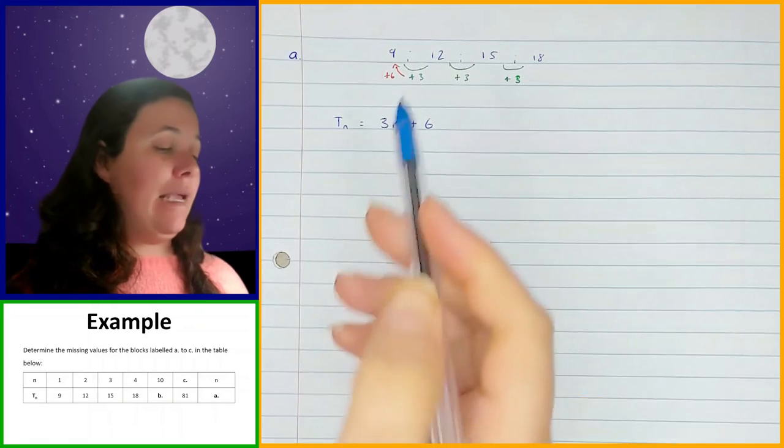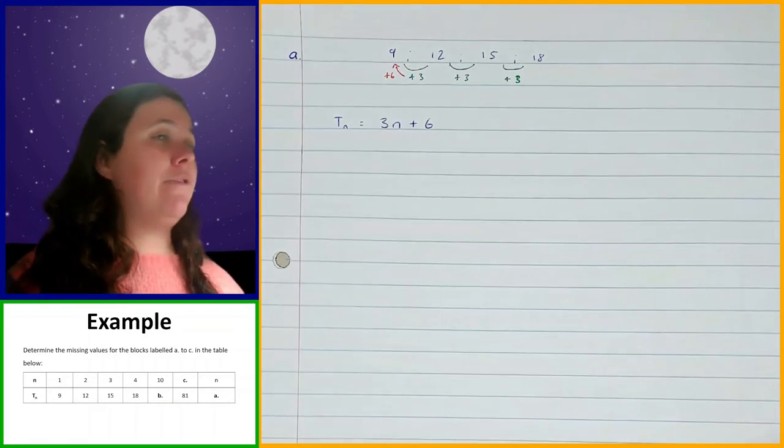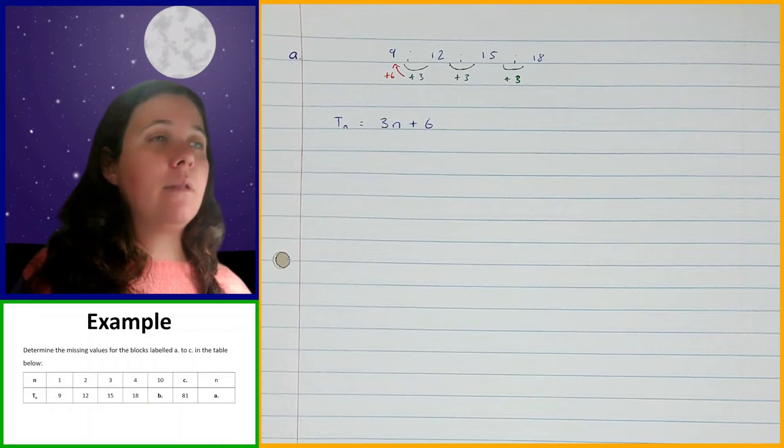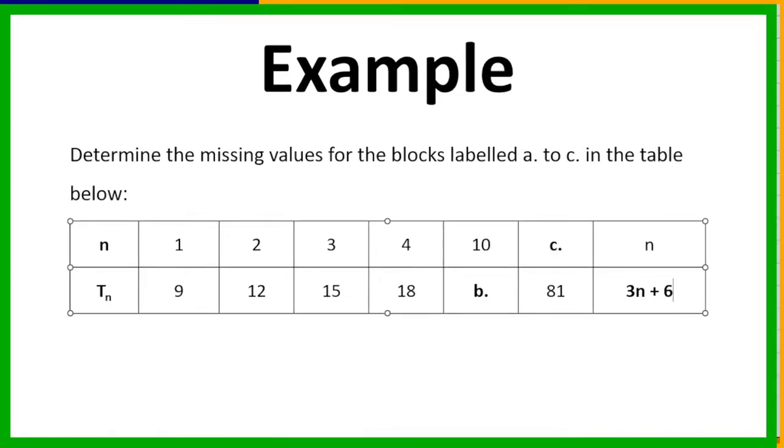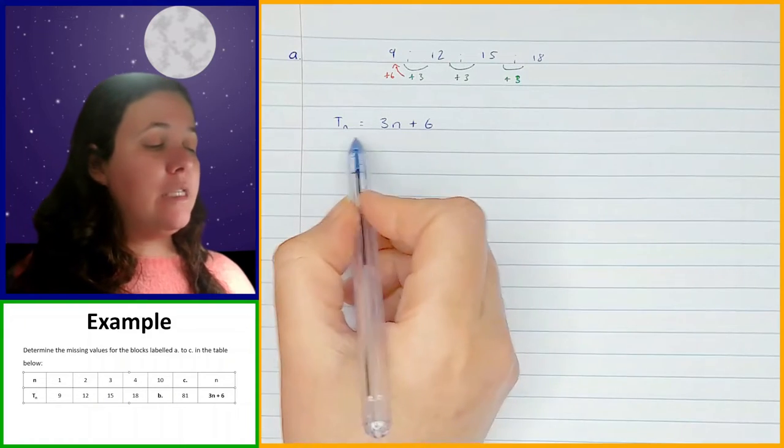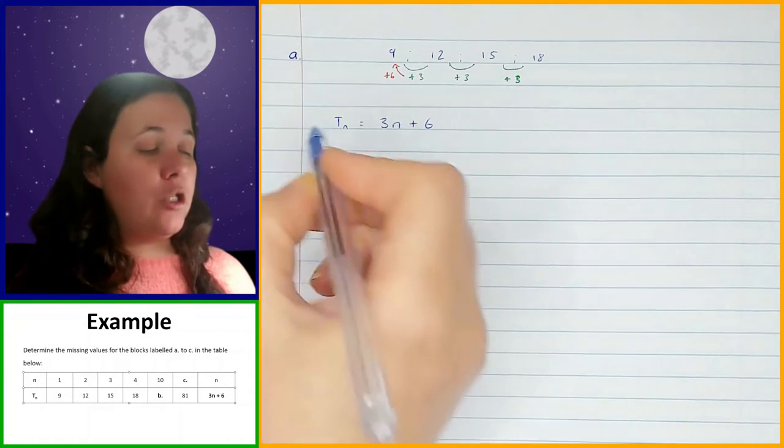So for question A, the value that I would fill into this table is 3n plus 6. That is what we have for our nth term, 3n plus 6. Now let's go and find our 10th term for B. Now that we know what the nth term is, we can use that rule to help us to work out the 10th term for question B.